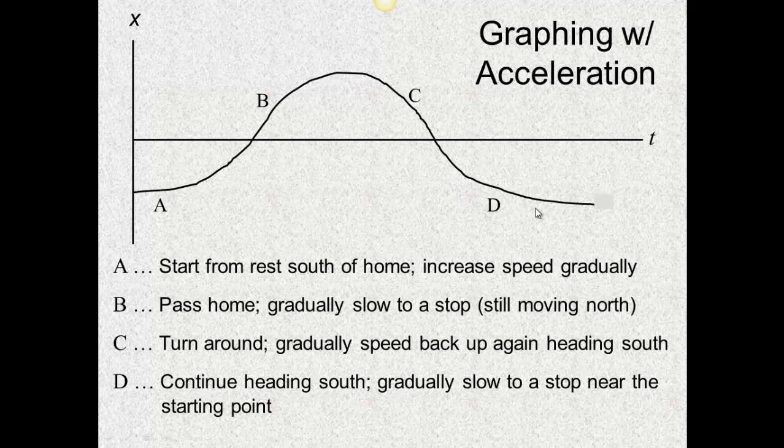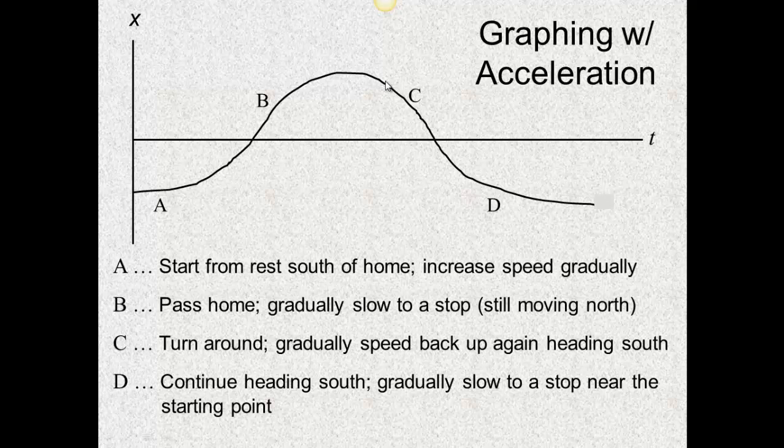So, graph with some acceleration on it. This is, again, a position versus time graph. From part A to part B means that you're starting either south or left of the reference point. It means that you're increasing your speed gradually because it's getting faster and faster, isn't it? Okay, so part B, you've actually passed home and you're gradually slowing down, to a point where you would probably stop and you're north of the reference point.